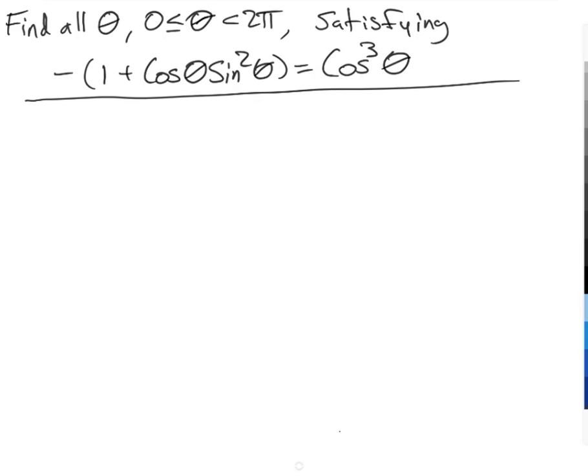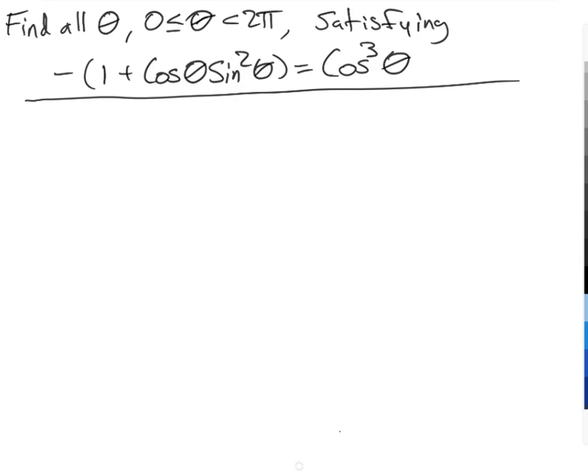If you've watched the previous video, you'll recall that our strategy is to move everything to one side so that 0 is on the other side. We then use algebra and known identities to simplify the expression as much as possible. We then try to either factor the expression, look at each factor individually, or if we happen to have a quadratic, we can use the quadratic formula. So let's begin. We start by moving everything to one side.